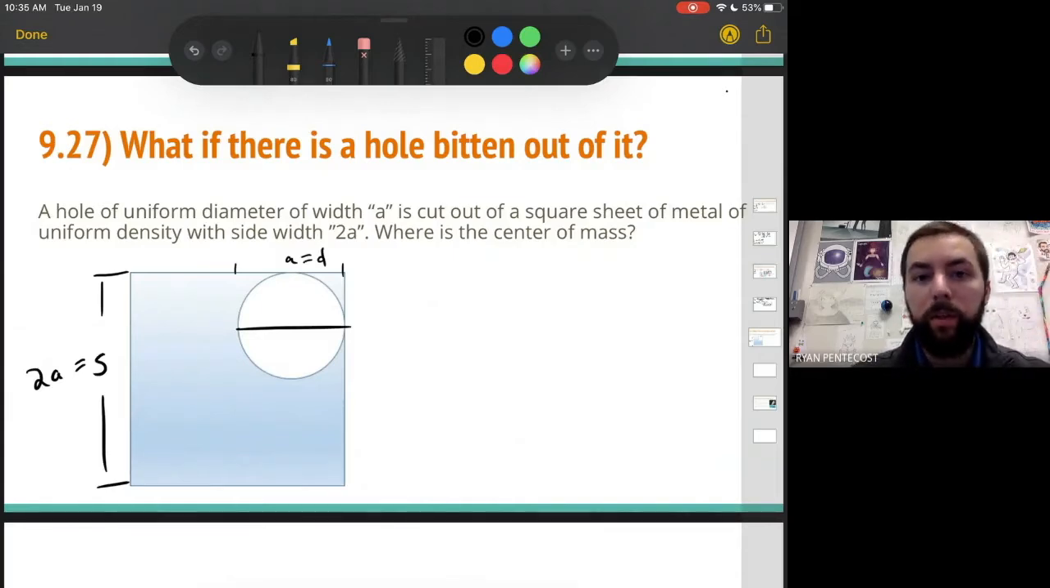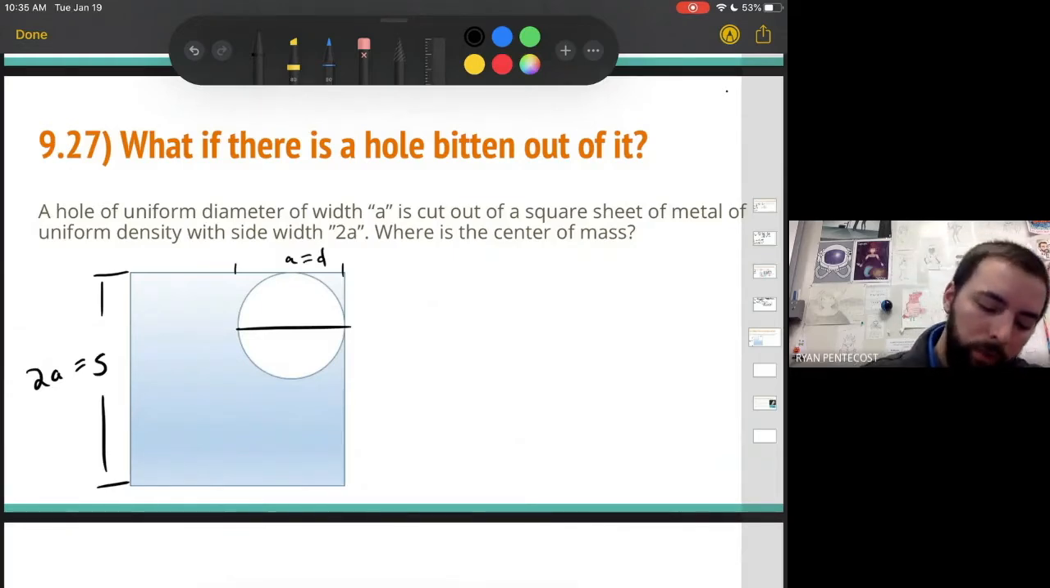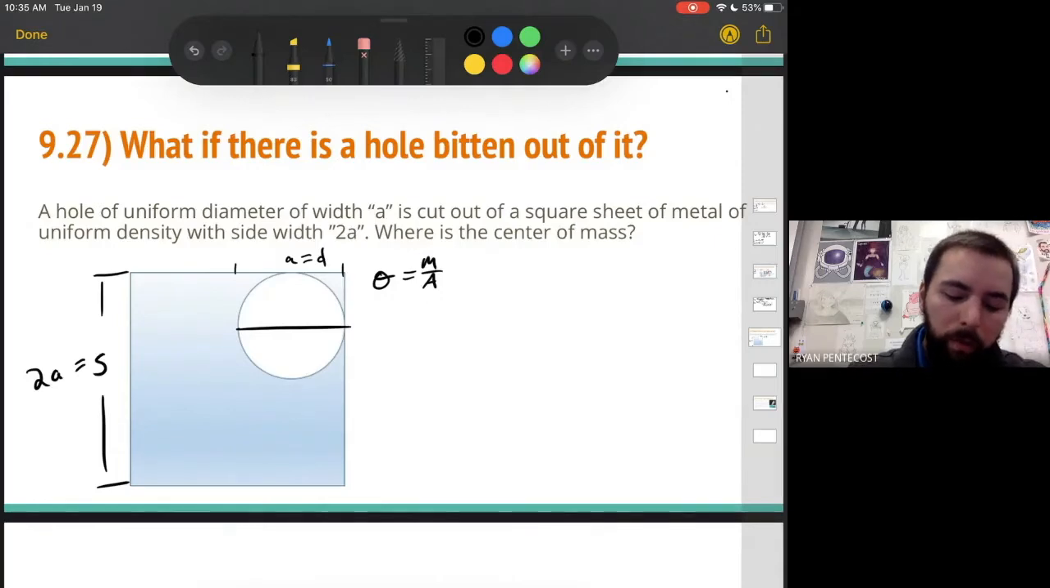Now the uniform density is going to help us a lot. With uniform density, we also know that we're just dealing with area, right? So uniform density will be sigma, that is mass divided by area. Now we want to know where is the center of mass.